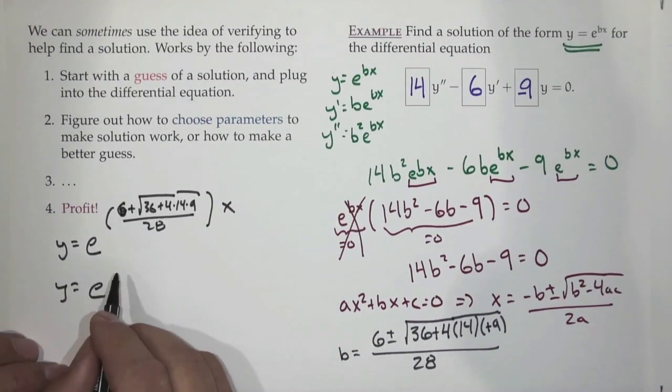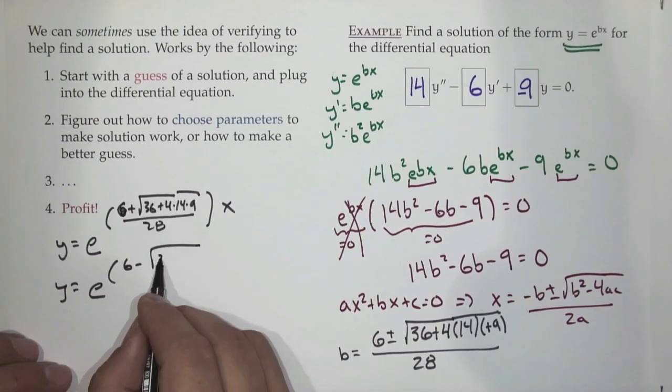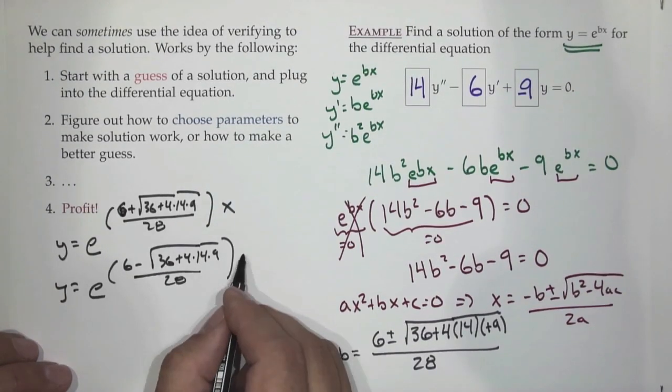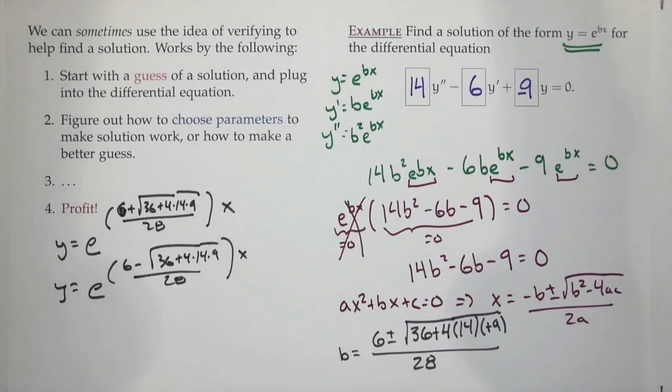And y equals e to the 6 minus the square root of 36 plus 4 times 14 times 9, all over 28 times x. This is the danger, of course, when you ask for people to say, give me a number, any number. Wait, not that number. So, all right. I mean, we could probably figure this out. What? 4 times 14, that's 56. 56 times 9 would be 504. That was close. Plus 36 is 540, which is a number. All right, that checks out. It is a number. I verified that. All right, so there you go.